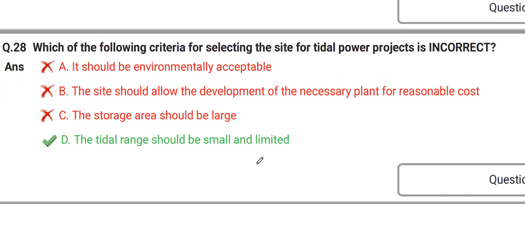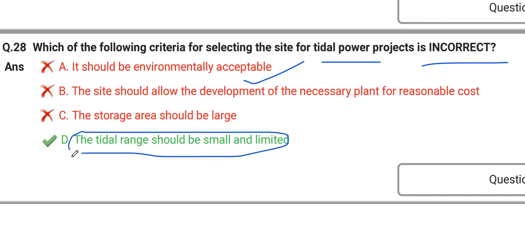Which of the following criteria for selecting the site for tidal power projects is incorrect? So they are asking for the incorrect option. It should be environmentally acceptable. The site should allow the development of the necessary plant at reasonable cost. The storage area should be large. The tidal range should be small and limited. This is the wrong option, since a small and limited tidal range is not suitable for selecting a site for tidal power projects.